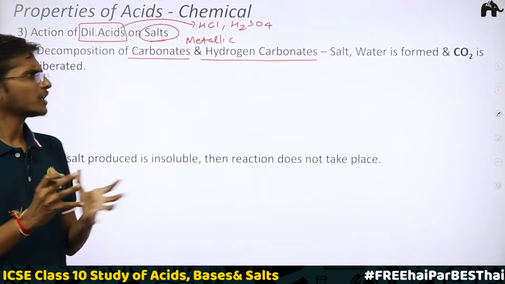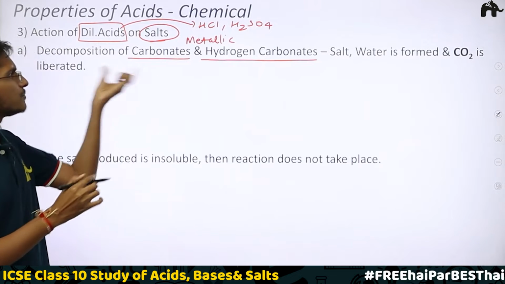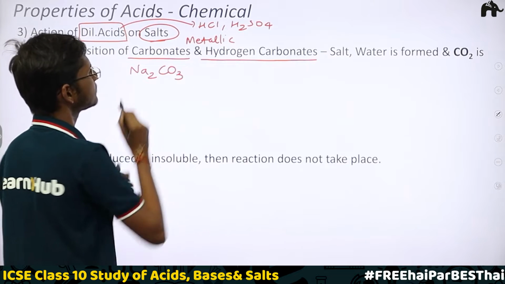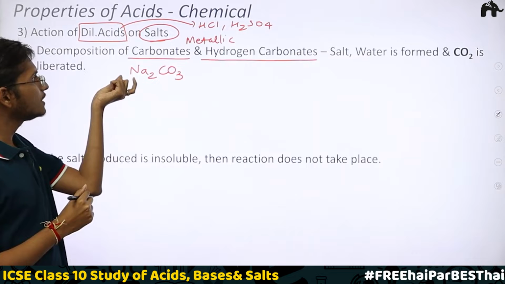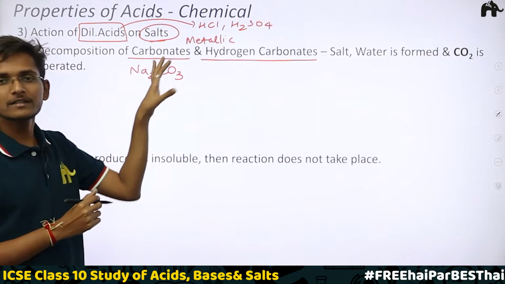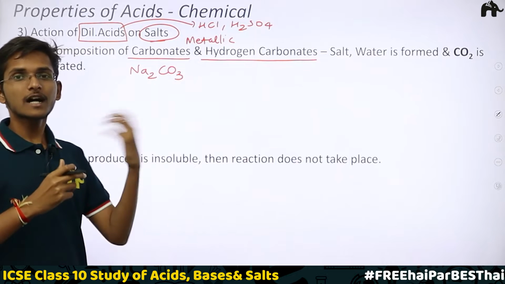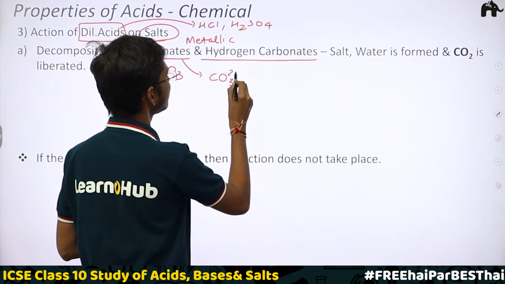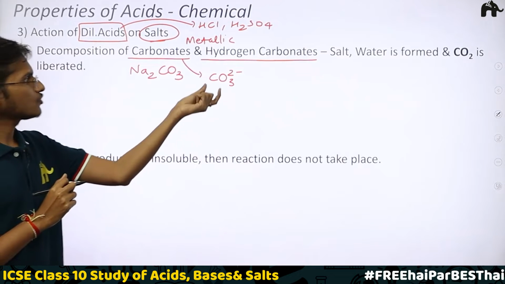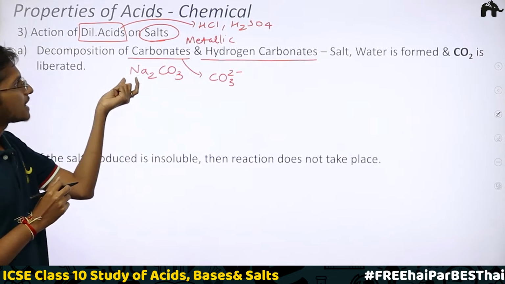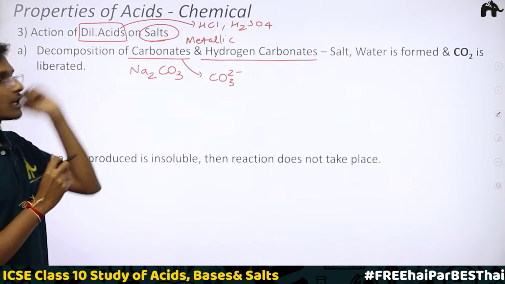Now what does this mean? What are metallic carbonates? Very simple. For example, I can write here sodium carbonate. Sodium is a metal, and the radical is CO3 2 minus. We call it carbonate, right? CO3 2 minus. So this salt has this carbonate radical and a metallic ion, so it is a metallic carbonate.